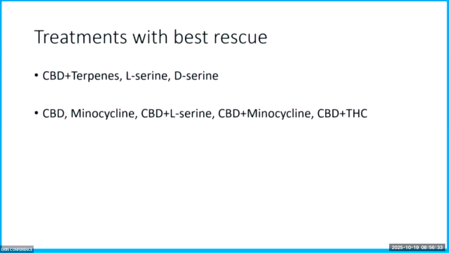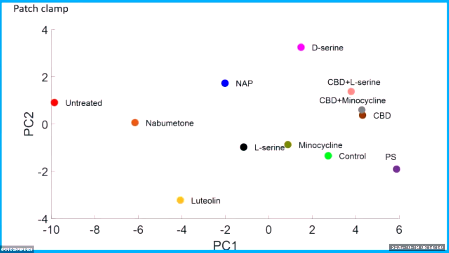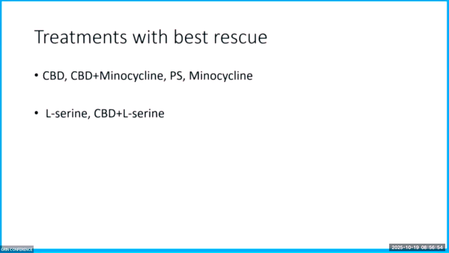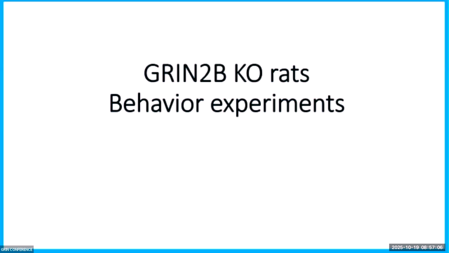With this one, we can see the CBD plus terpenes, L-serine, D-serine, and then CBD, minocycline, CBD plus L-serine, CBD plus minocycline, and CBD plus THC. This is the active component of marijuana. Okay, and then the last patient, we can see also the graph, and best rescues are CBD, CBD plus minocycline, L-serine and CBD plus L-serine. Importantly, we do see drugs that repeat themselves.